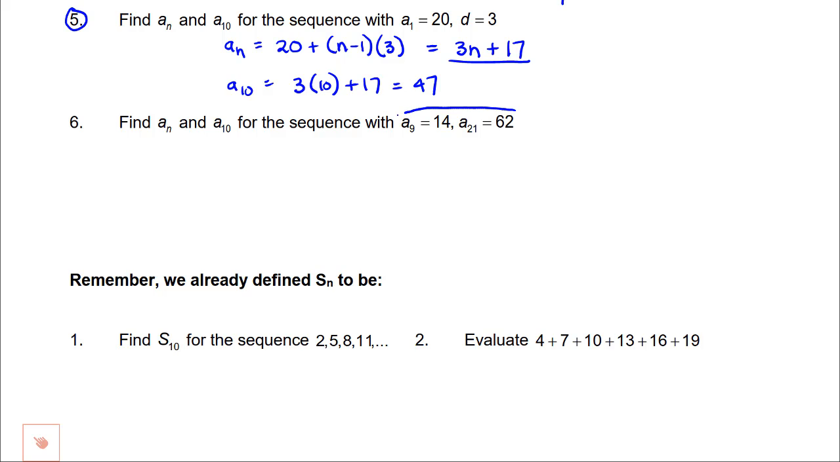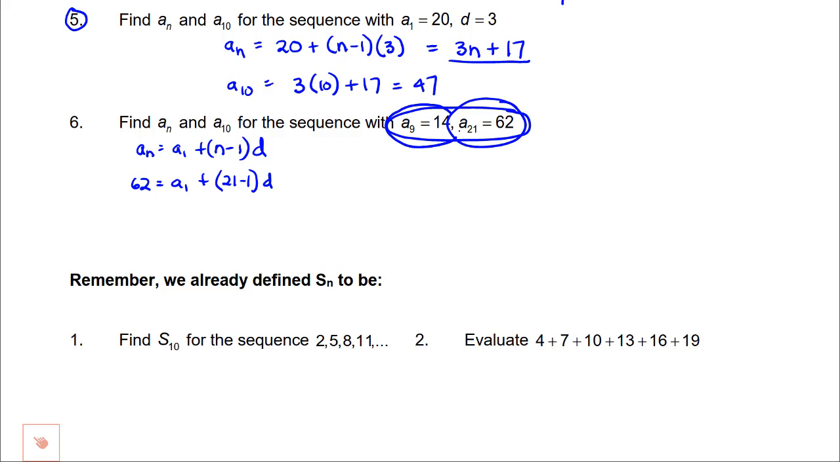Now, remember these from yesterday's homework? Let me start with the big one. A sub n equals A sub 1 plus n minus 1 times d. I'm hoping you're getting used to that. Who is the 21st term? 62 is, we don't know the first term, but which term is 62? 21st. And we don't know the d value.